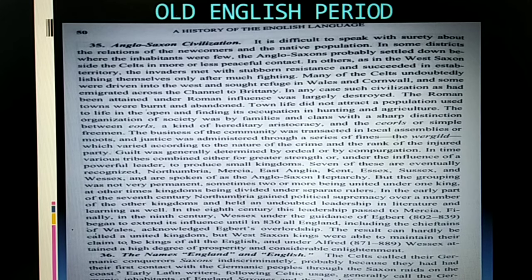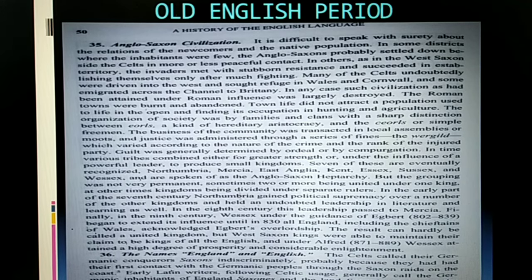In the early part of the 7th century, Northumbria gained political supremacy over a number of the other kingdoms and held an undoubted leadership in literature and learning as well. In the 8th century, this leadership passed to Mercia. Finally, in the 9th century, Wessex, under the guidance of Egbert between 802 and 839, began to extend its influence until 830. All England, including the chieftains of Wales, acknowledged Egbert's overlordship.